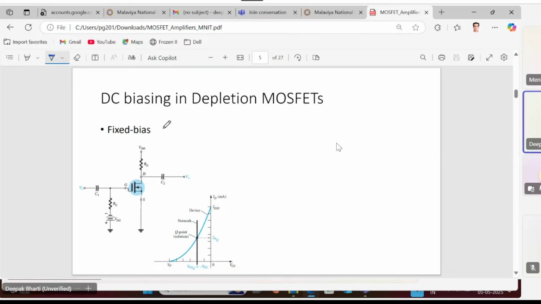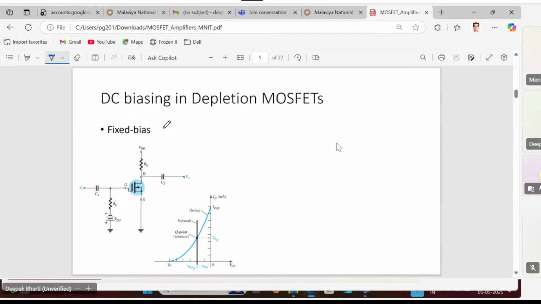So I guess this fixed bias circuit is quite a simple network, where you connect one resistor with the drain terminal and one resistor with the gate terminal, and you supply a negative voltage at the gate. Now this discussion will be mainly focused around the N-channel depletion MOSFETs. So now let's try to write the biasing equations.